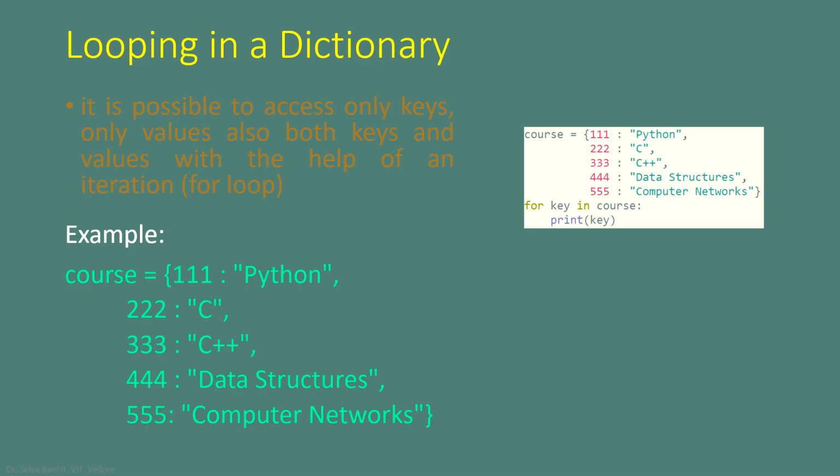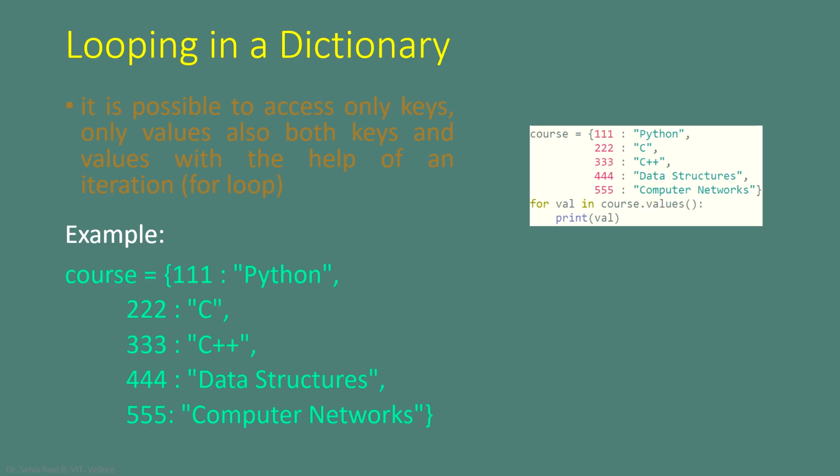Let's first see how to access the keys alone from this dictionary. The code snippet for this is shown on the screen. For key in course: key is a variable, in is the membership operator, course is the dictionary name, and we display key inside the for loop. What will happen? This iteration will pick up the keys one by one from the dictionary course and display them one by one on the screen, and we get the output 111, 222, 333, 444, and 555.